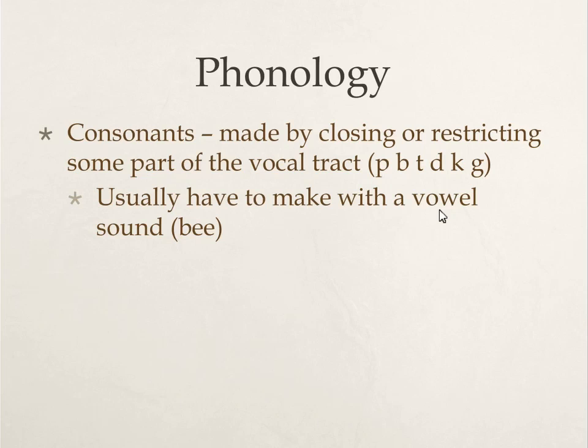And they're usually made with a vowel sound after them. If you think about saying P, you can't just say the letter P or the letter C. You get that E sound at the end. So P, B, T, D, K, G. You can feel the differences, especially if you say them slowly, in how it is changing inside your mouth.